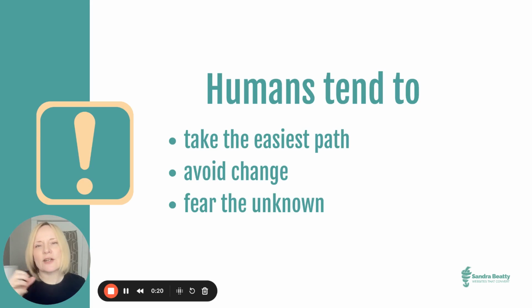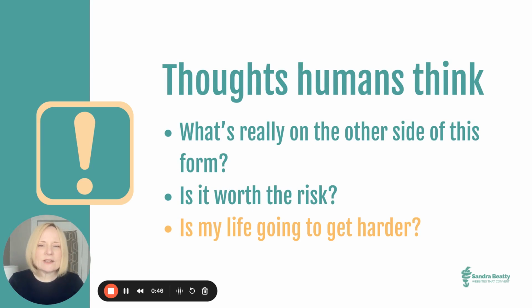So for us to understand and answer that question, we first need to understand humans. Humans tend to do some things, right? We tend to take the easiest path. We tend to avoid change, and we tend to fear the unknown, amongst many other things. But these are three things we need to know to help us get better conversions on our opt-in forms, on our Contact Us forms. And these are actually the thoughts that humans think when they're looking at your form.